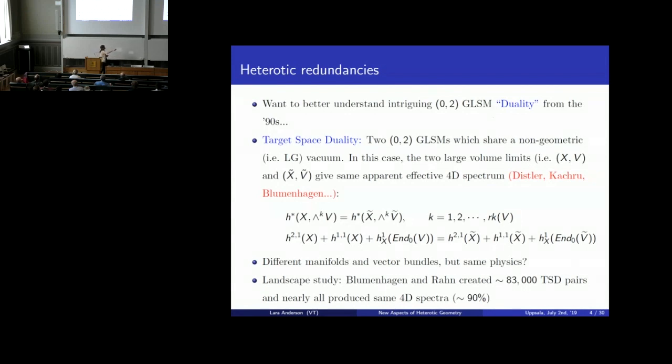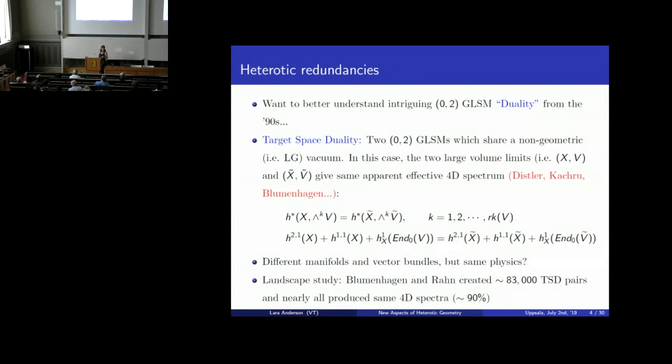So you have the familiar h21 and h11 moduli of the Calabi-Yau coupled to the bundle moduli. This gets preserved across this correspondence, but the individual numbers are going to vary. So you have topologically distinct manifolds and bundles. They seem to give at least the same massless spectrum.